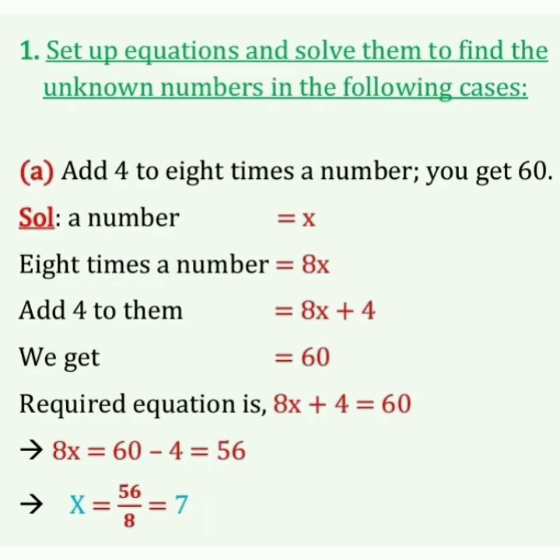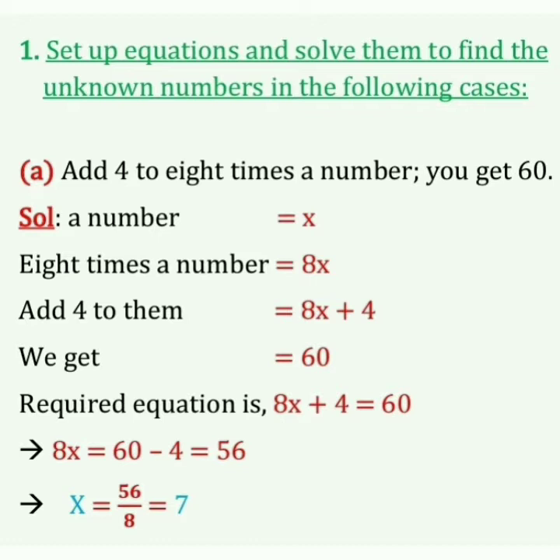Sum number 1. Set up equations and solve them to find the unknown number in the following cases. Students, this exercise is very important because you are going to learn how to create the required equation. Okay, so please pay attention properly. A. Add 4 to 8 times a number. You get 60. So for your better understanding, I divide this sum into different steps.